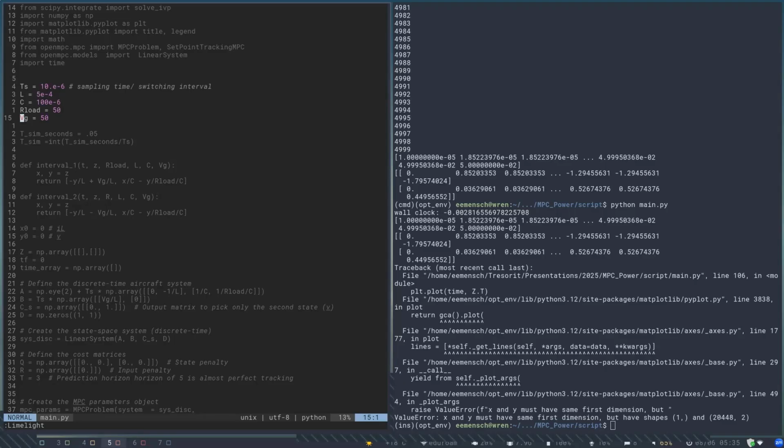So 50, no. Yeah, 50 micro Henry. Yeah, so sounds about right. No, 500 micro. And then the capacitor would be 100 microfarads. And the load is 50 ohms, and the voltage is 50.